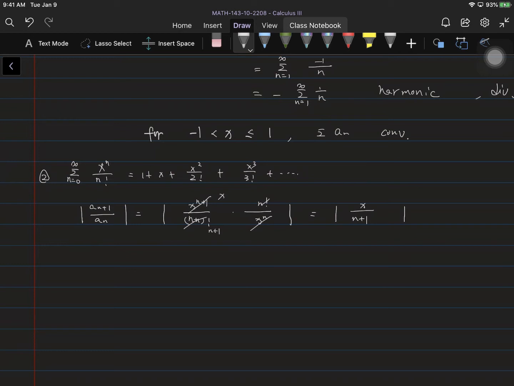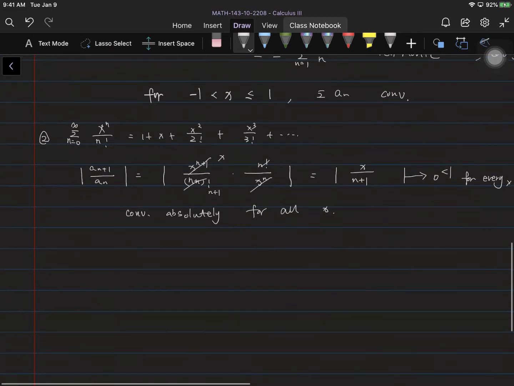So let's take a look at this limit. As n goes to infinity, the denominator goes to infinity, so the whole thing goes to 0. Is that right? So this means the series converges absolutely for every x, since the limit 0 is less than 1, right? This is 0. So the series converges absolutely for all x.